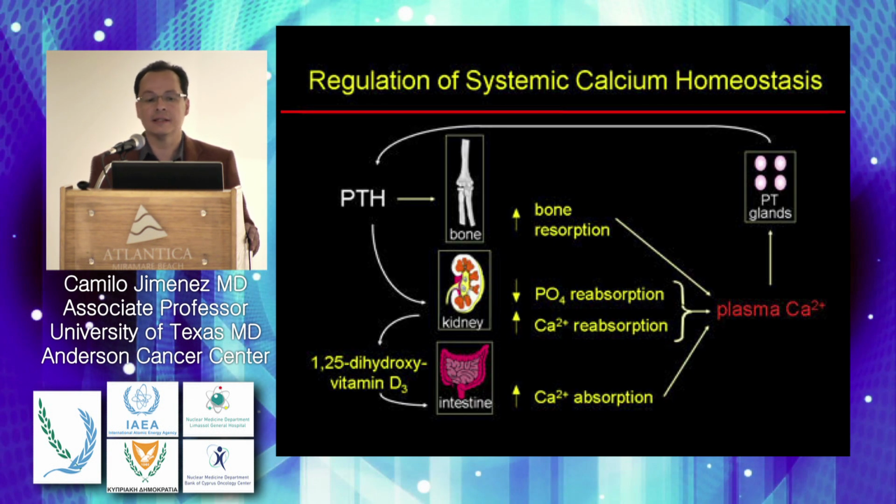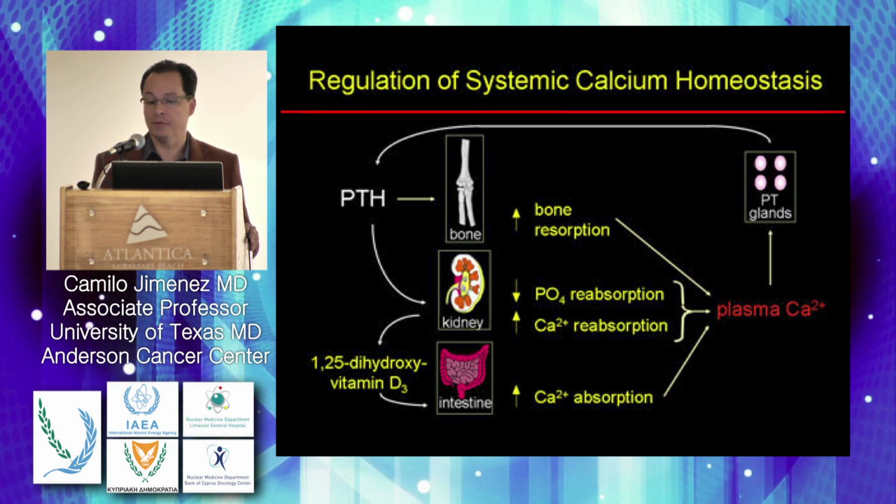So let's review a little bit the regulation of the systemic calcium homeostasis. This has to do with the activation of different cells located in the bones, in the kidneys, and in the intestine by these different hormones. Everything starts with the concentrations of calcium in plasma. When the concentrations of calcium in plasma are high, they send a message to the parathyroid glands to decrease the production of PTH. When the concentrations of calcium in plasma are low, they activate the parathyroid glands to increase the synthesis and secretion of parathyroid hormone.